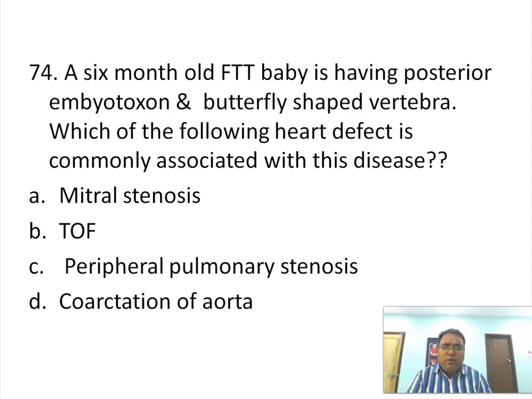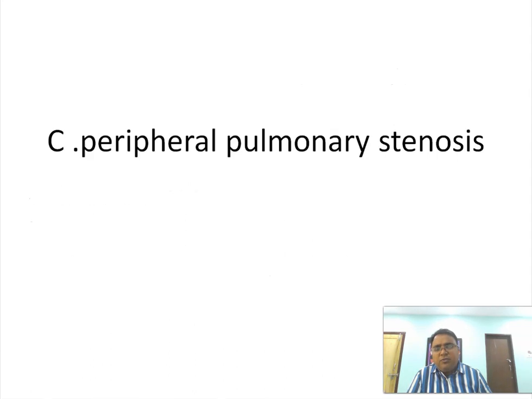Next, a 6-month-old failure to thrive baby has posterior embryotoxon and butterfly shaped vertebra. Butterfly shaped vertebra is mentioned, so we know the answer. The question is, which heart defect is commonly associated with this disease? Butterfly vertebra is associated with Alagille syndrome. Is it mitral stenosis, TOF, peripheral pulmonary stenosis, or coarctation of aorta? The answer is peripheral pulmonary stenosis.